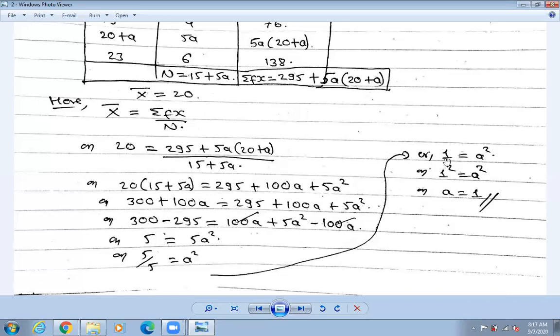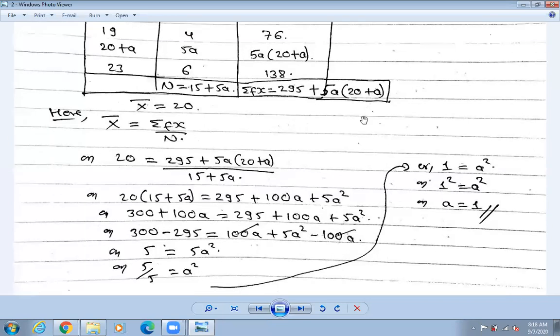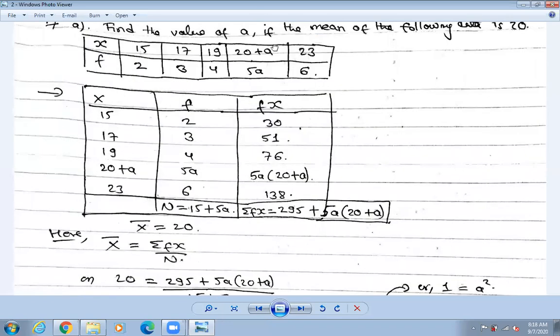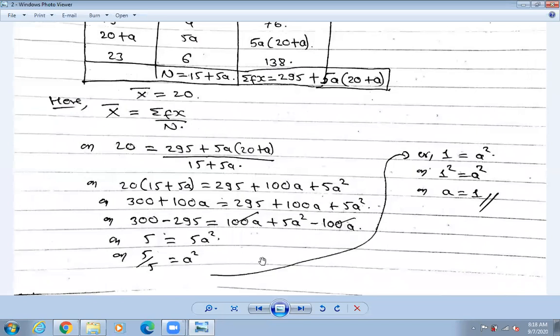Okay, so let us write 1 square. Because of the square, we need to cancel it. So if this square and this square are cancelled, what is the remaining answer? So a equals 1 will be the remaining answer. So in this way we get the value of a as 1. Here we needed to find the value of a, and in this way we get the value of a. Got it?